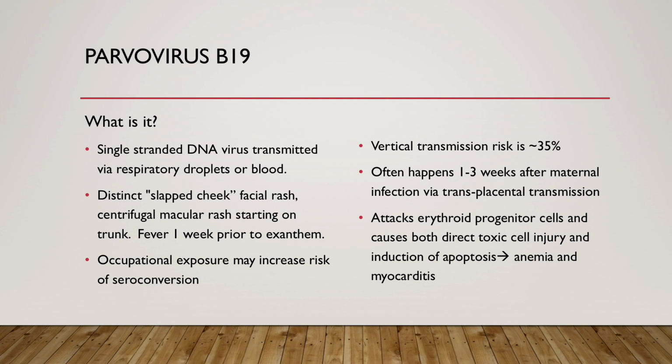Occupational exposure, either in a healthcare setting or even in a daycare setting, can increase the risk of seroconversion, which means that the person who's infected can form antibodies. The vertical transmission risk is relatively high, around 35%. This usually happens 1 to 3 weeks after maternal infection, and it is via transplacental transmission. Parvovirus attacks erythroid progenitor cells and causes both direct toxic cell injury and the induction of apoptosis. This often leads to anemia and myocarditis.